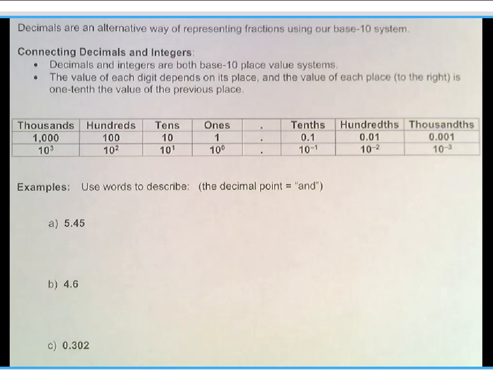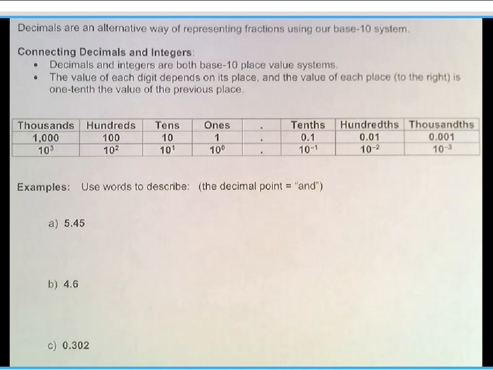So in the previous chapter, we learned all about fractions. Now we're going to learn all about decimals. And the hope is that you're going to see how the two chapters kind of are one and the same. It's just what type of a format you want to use for your numbers. So decimals are an alternative way of representing fractions.